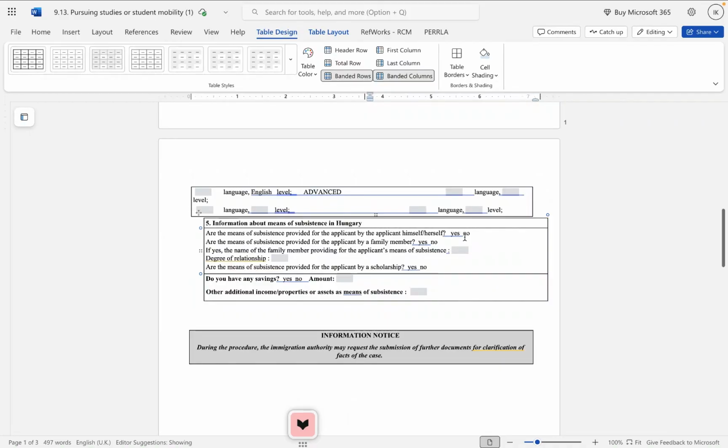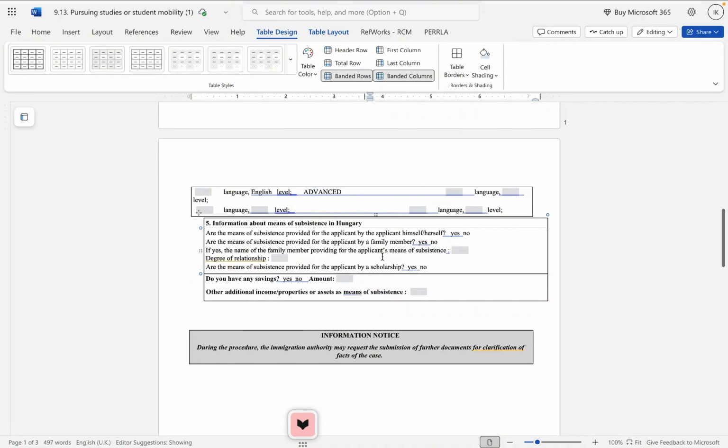Okay. Are the means of sustenance provided for the applicant by a family member? You still say no. Even if your family will be providing you money, no, because the scholarship will cover all of these things for you. And then the other one is, if yes, name the family member. So no, you don't have anything to do with this. However, those of you who are fee-paying students, you have to say yes.